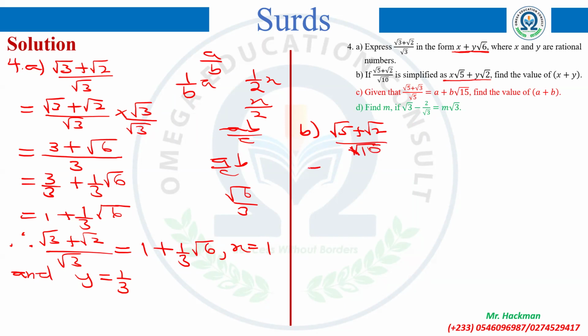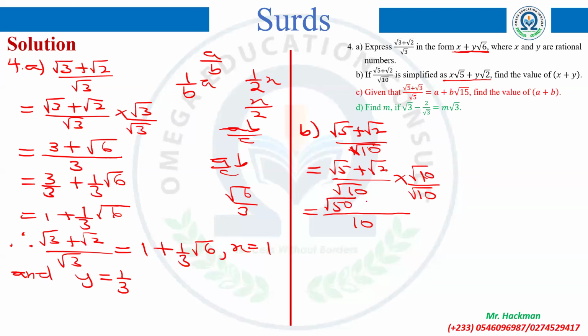So again, you are going to rationalize. So root of 5 plus root of 2 over root of 10, you write it again times root of 10 over root of 10. So my denominator will always be very easy to write. Root of 10 times root of 10 will give me 10. Root of 5 times root of 10 will give me root of 50. Is that clear? Then plus root of 2 times root of 10, that will give us root of 20. All correct?